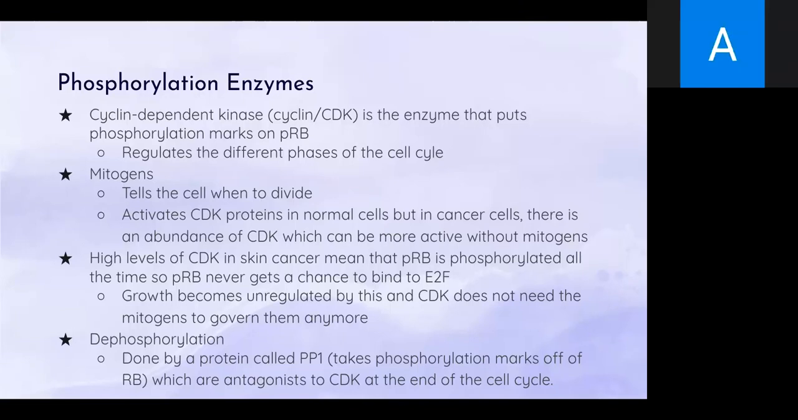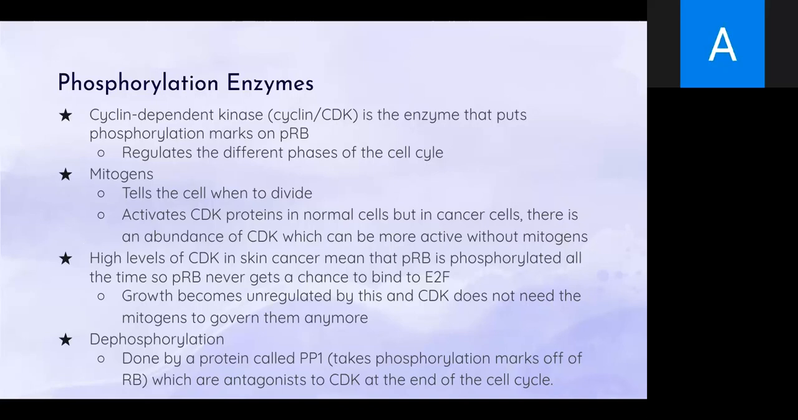That's where we, again, tie it back to being overly phosphorylated, where the hyperphosphorylation kicks in. It's whenever the CDK is in so much abundance and the mitogens can't get to all of them. Growth becomes unregulated, like I mentioned, and CDK does not need the mitogens to govern or control it anymore, because there is so much, and it's unattainable for the mitogens to get to all the different CDKs in the cell.